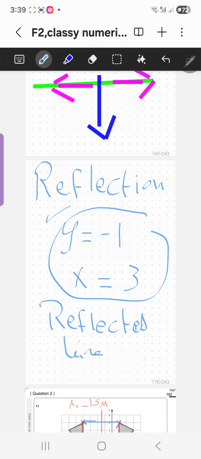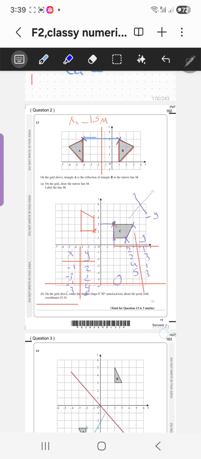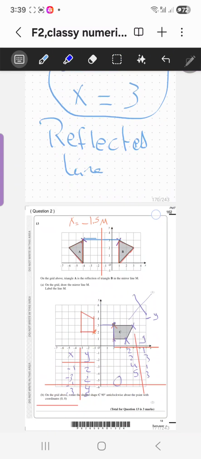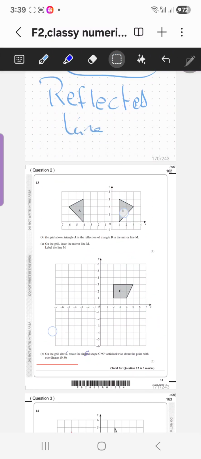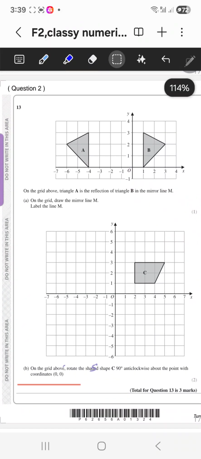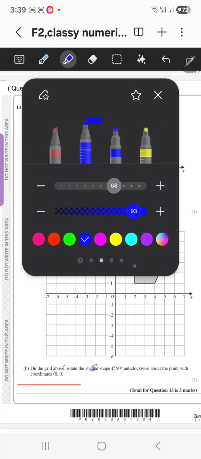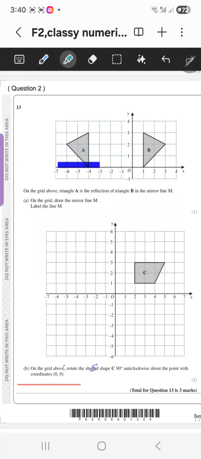So in the past papers, there are questions like this. Let's see this question on the grid here: triangle A is reflected to B. So this triangle A has been reflected to B. And what he wants here on the grid is for you to draw the middle line.